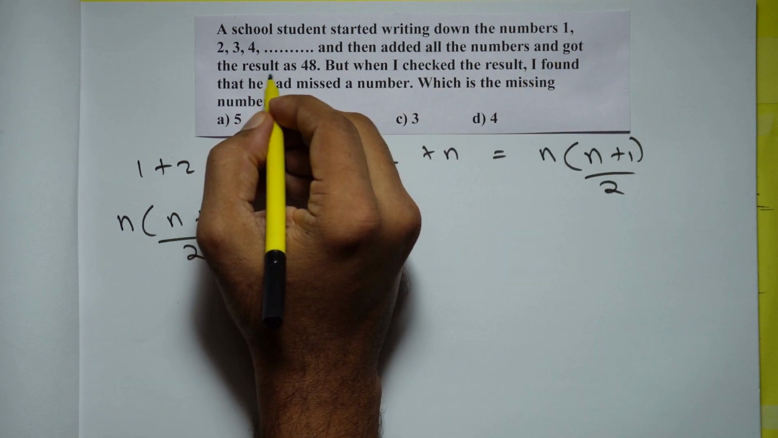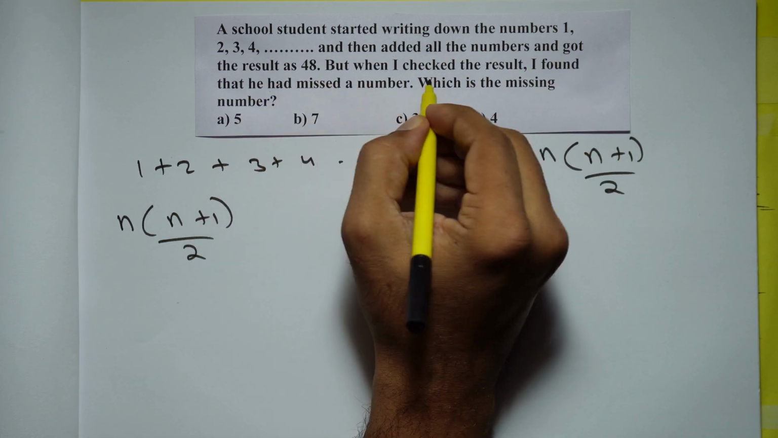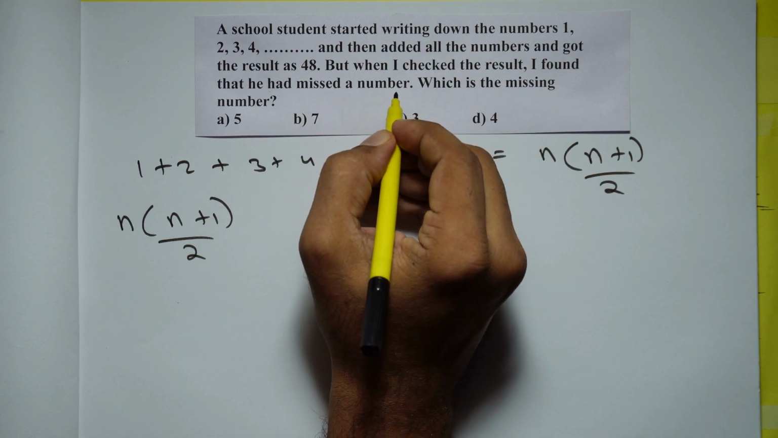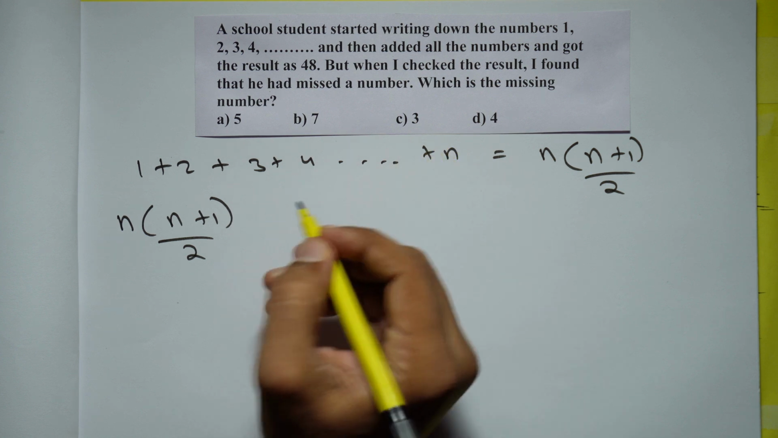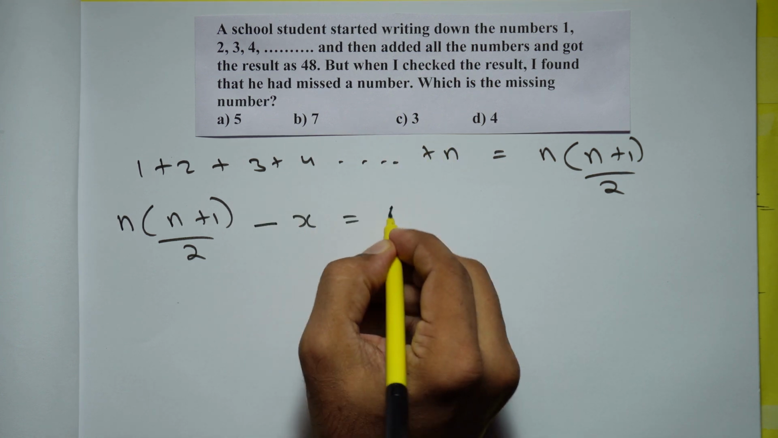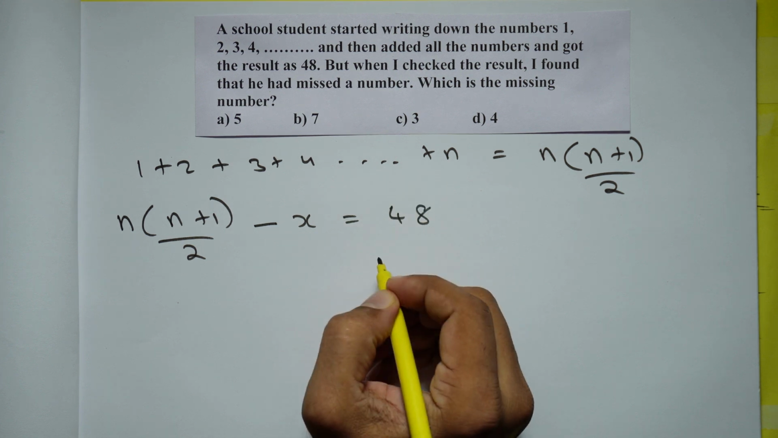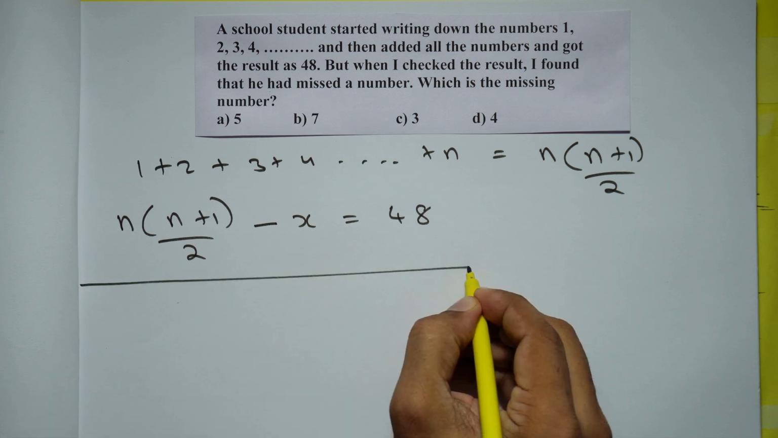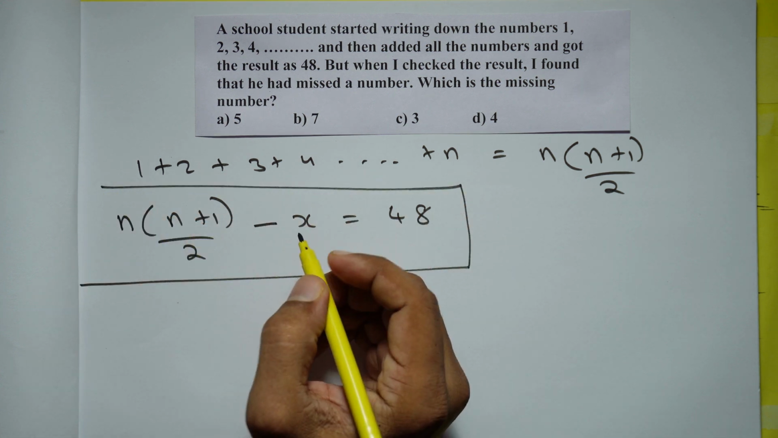And he got that result as 48. But when I checked the result, I found that he had missed a number. So we will assume that the number that he had missed is x. So if you remove the number x, then the total sum is obtained as 48, which is the missing number. So this number x is what we need to find out, and this is the equation that we have.